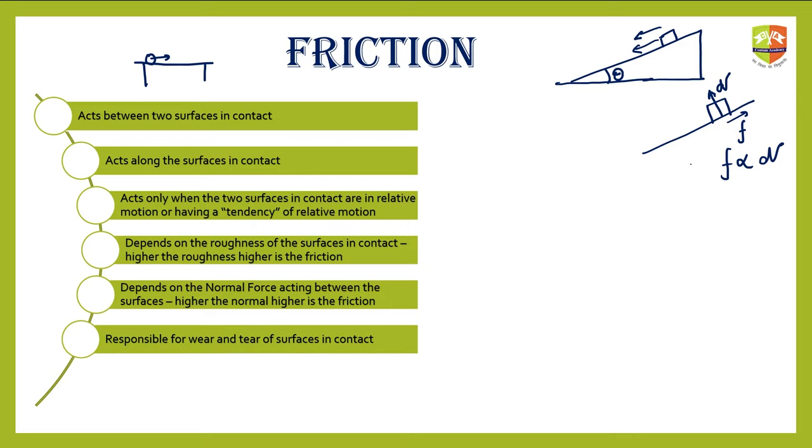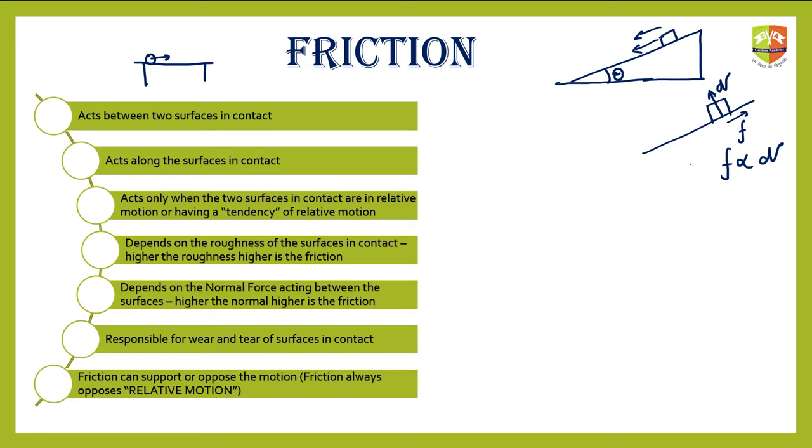Okay. Now, it is responsible for wear and tear of surfaces in contact, and friction can support or oppose the motion both. It's not necessary that friction will always oppose the motion. The only thing is, friction always opposes relative motion. So you have to understand this very, very subtly, right? Friction doesn't resist all the motion.